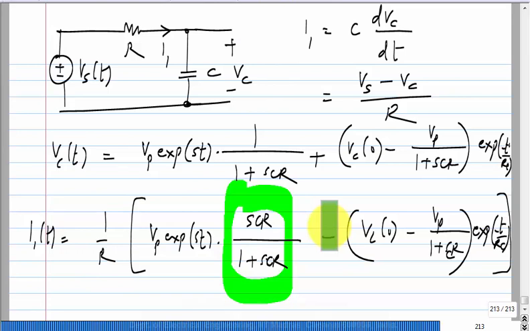What is I1 when Vs is a constant and the initial conditions are 0? What is the solution? What is the initial value? Yeah, Vp by R, and then Vp by R exponential minus t by RC, and that is what you do get here. And if there is an initial condition, that gets subtracted and so on. Is it okay?